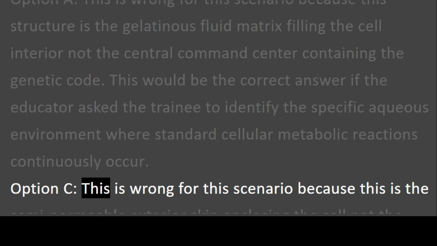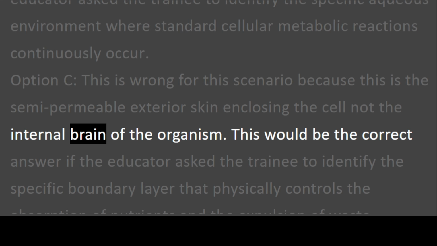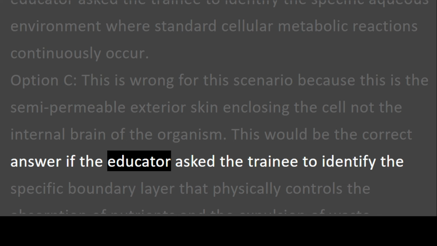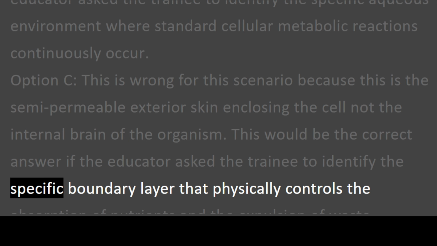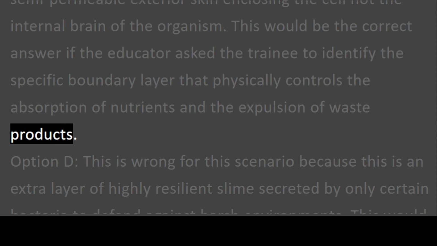Option C. This is wrong for this scenario because this is the semi-permeable exterior skin enclosing the cell, not the internal brain of the organism. This would be the correct answer if the educator asked the trainee to identify the specific boundary layer that physically controls the absorption of nutrients and the expulsion of waste products.